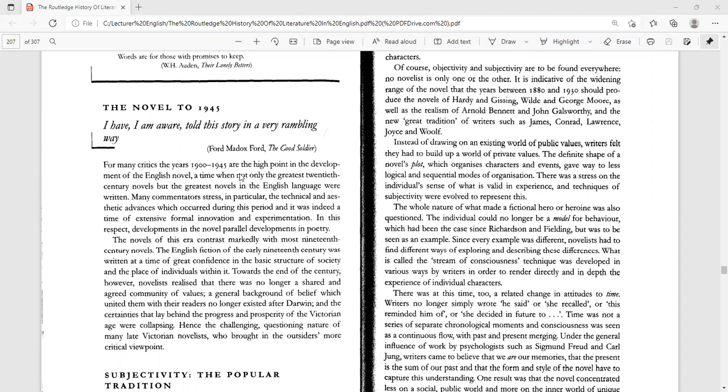First, for many critics, the years from 1900 to 1945 are the high point in the development of the English novel. A time when not only the greatest 20th century novels, but the greatest novels in the English language were written. The novels of this era contrast markedly with most 19th century or Victorian novels.